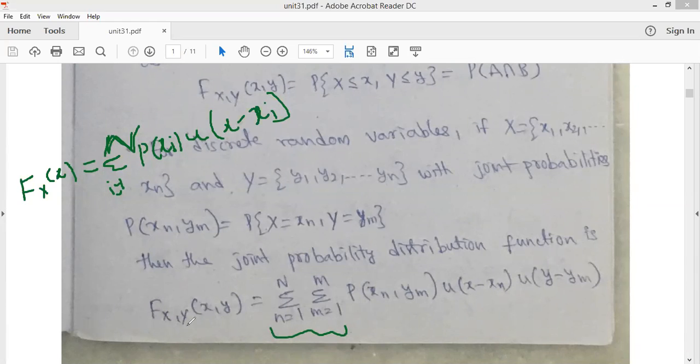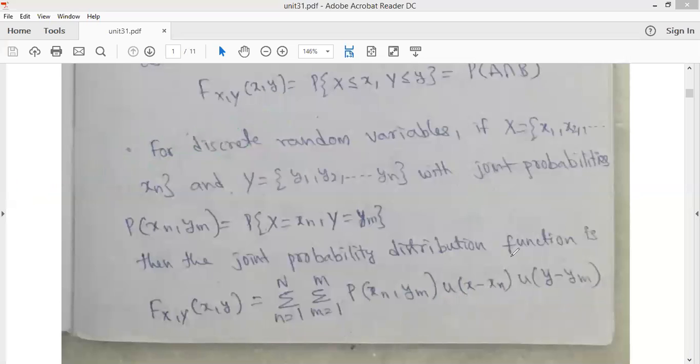So F_XY of x comma y is equal to the summation over n from 1 to N, summation over m from 1 to M, of p of xn comma ym, times u of x minus xn, times u of y minus ym. Here, in the case of a single random variable, we have the step function only once, whereas in the multi-random variable case, where we have taken two random variables, we have two step functions. Similarly, if you take n random variables, we have n step functions.